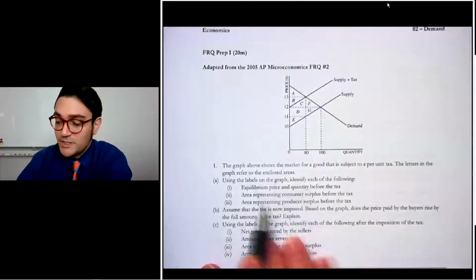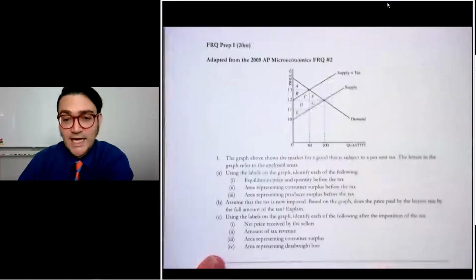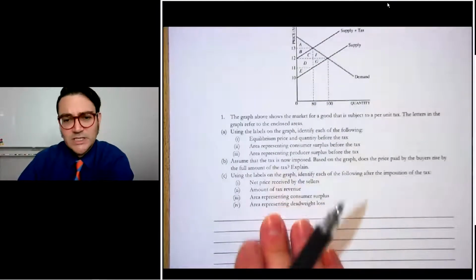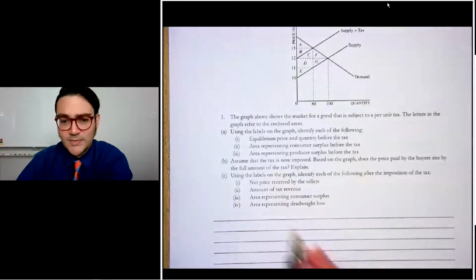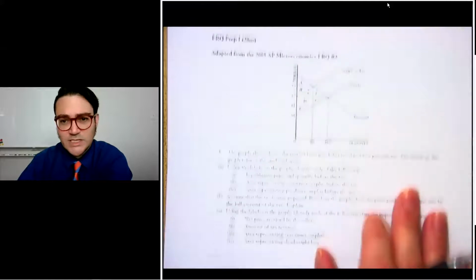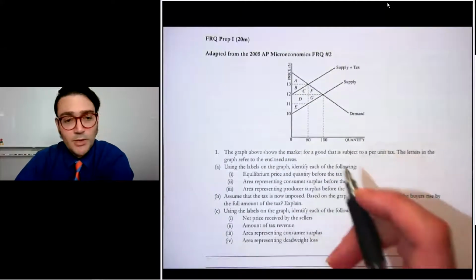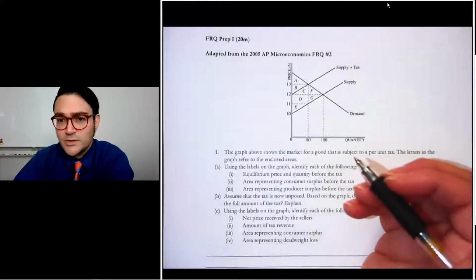Using the labels, identify each of the following: the price and quantity, area of consumer, and producer surplus before the tax. So just so that you can see the question while I'm writing these, I'm going to opt not to write these down here. I'm going to write them on here, so hopefully you can see as I'm working. Equilibrium price and quantity would be where supply and demand were beforehand, so that's $12 and 100.